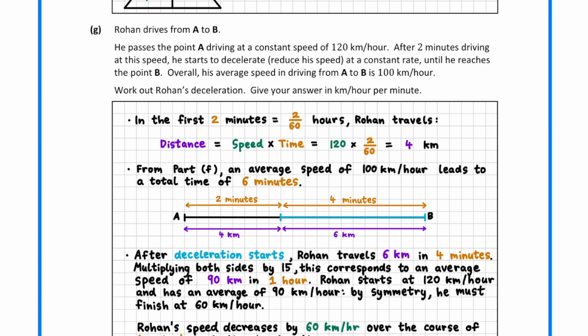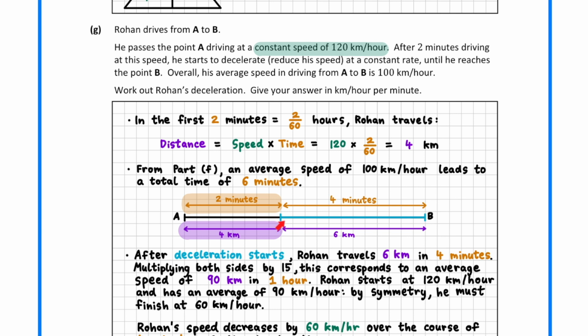In part G, Rowan travels the 10 km distance between A and B. In the first section of his journey, which lasts 2 minutes, he travels at a constant rate of 120 kilometers per hour. This is equivalent to travelling 2 kilometers per minute, so he will cover 4 kilometers in this time.